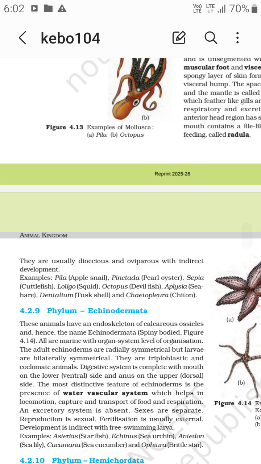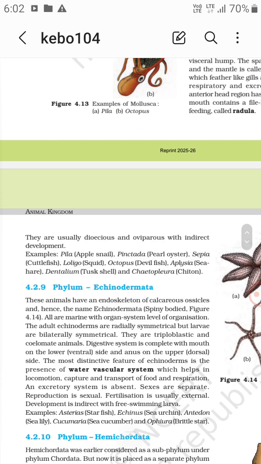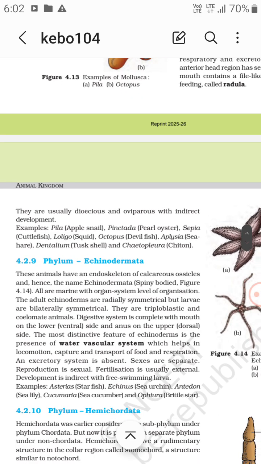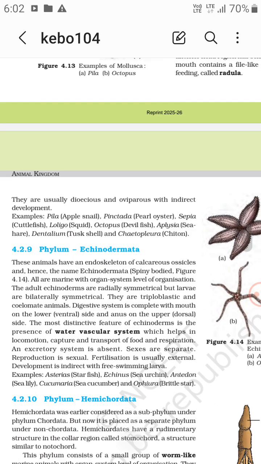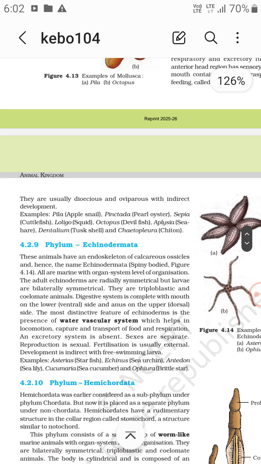So Pila is the apple snail, Pinctada, that is pearl oyster, then Sepia, cuttlefish, Loligo, squid, Octopus, devilfish, Aplysia, that is sea hare, Dentalium, that is tusk shell, and Chaetopleura, that is chiton.